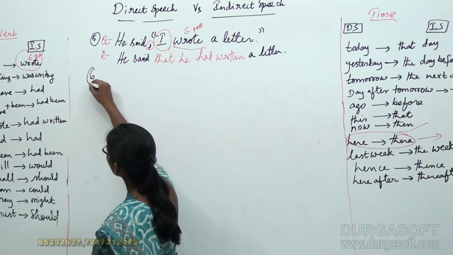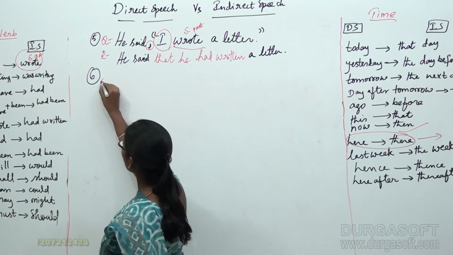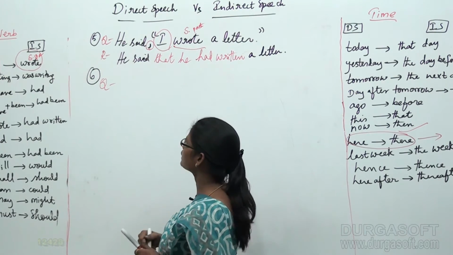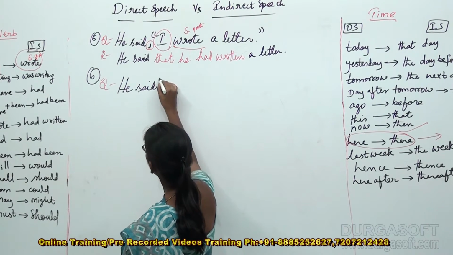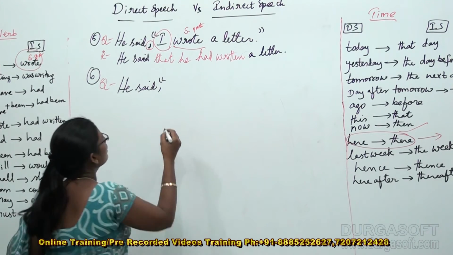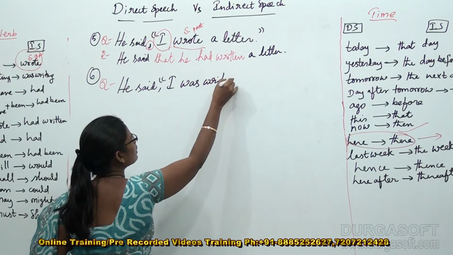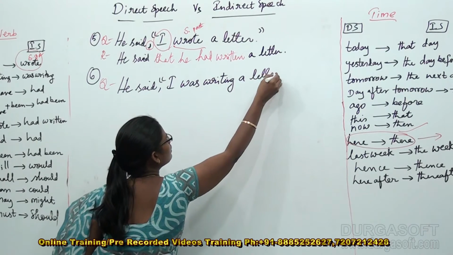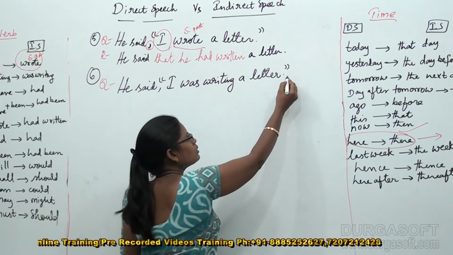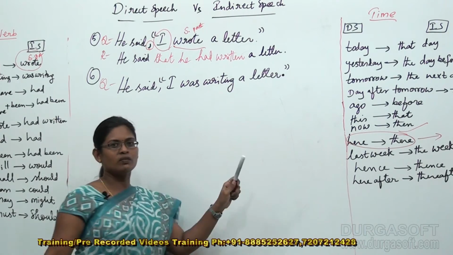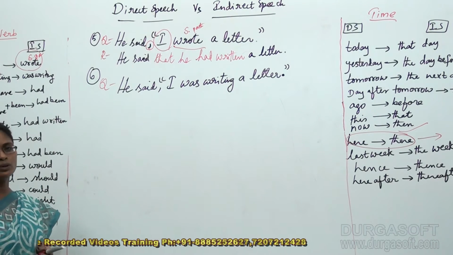Next, rule number 6. Let us see how the rule number 6 is going to apply here. See the quoted sentence. Now I am giving a quoted sentence in this way. He said, begin the inverted commas, I was writing a letter, close the inverted commas, put full stop, then close the inverted commas. First place full stop, then place the inverted commas. Is it clear?